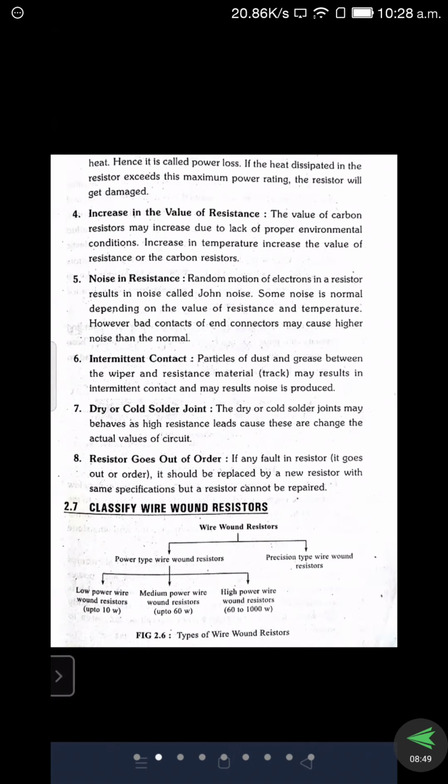Precision type is generally used below 10 watts, in those circuits. For manufacturing industrial loads and domestic loads also, this type of resistor can be used. A simple example: fan regulators are also fabricated by means of the precision type wire wound resistor.